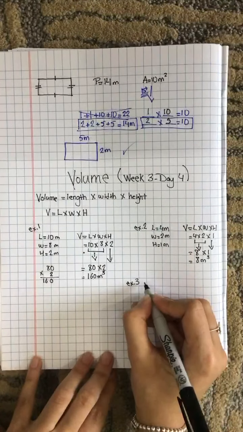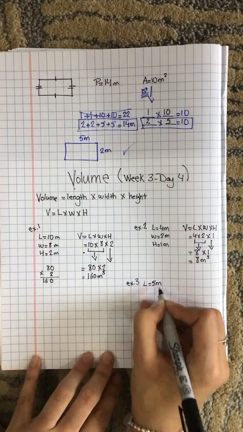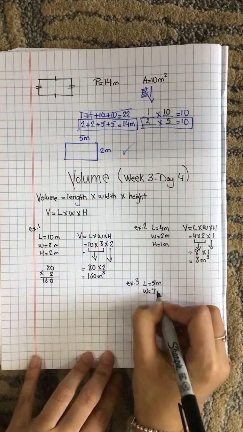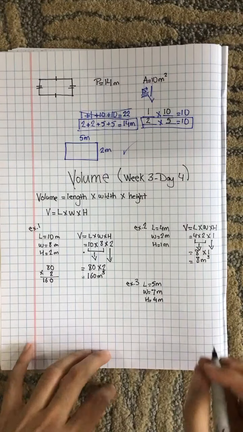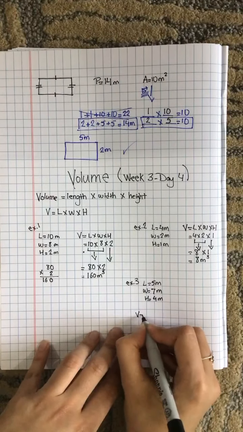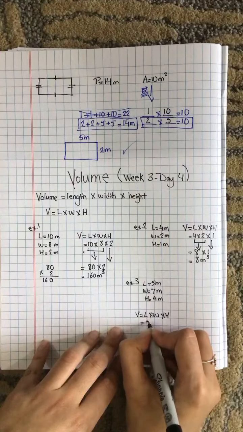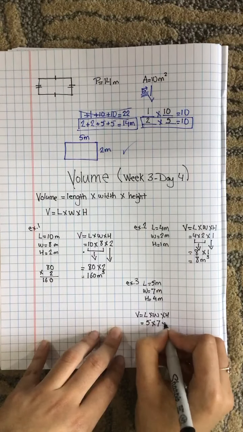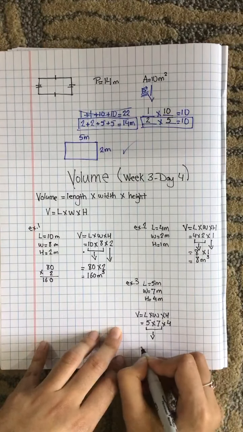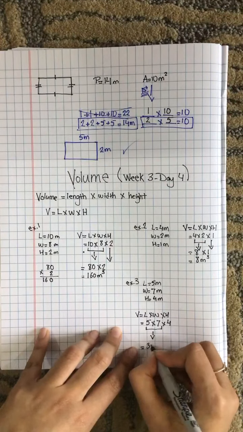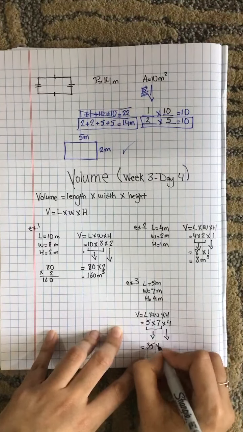So again, let's say I give you a shape where the length is 5, the width is 7, the height is, let's say, 4. Okay, so let's do the same thing. Volume is equal to length times width times height. My length is 5, my width is 7, my height is 4. Let's separate them. What is 7 times 5? 35. Okay, 35, and I need to bring the 4 down, times 4.